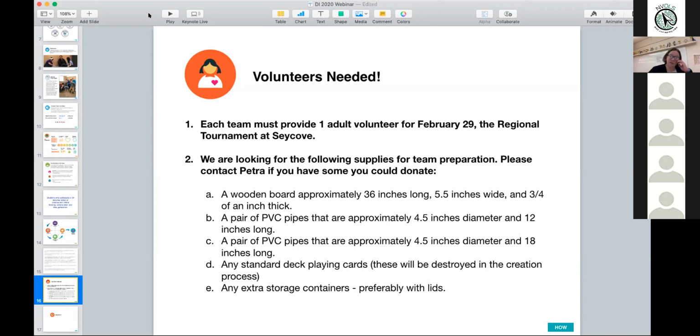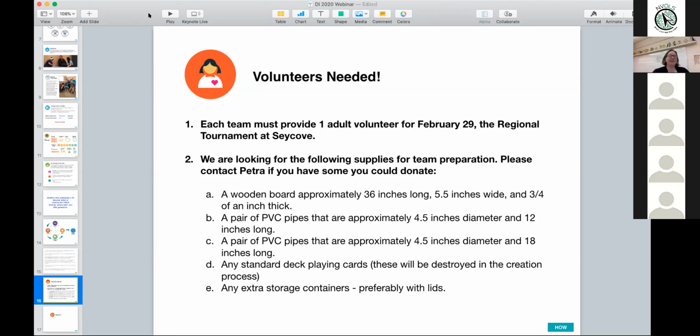The other thing for the engineering challenge is we are in need of playing cards. Much to my surprise, casinos no longer provide playing cards. I guess they either use them longer or recycle them, but you can't just take them anymore. So we're looking for standard decks of playing cards. They will be destroyed in the process because students will be ripping them up, duct taping them, and building their bridges out of them. But if you happen to have spare decks of playing cards around, please send them to school with your child. We would really appreciate that for the engineering teams to play with.